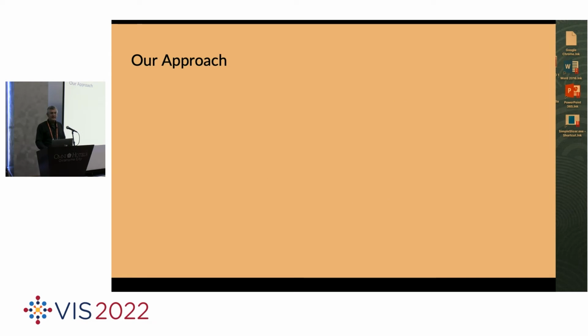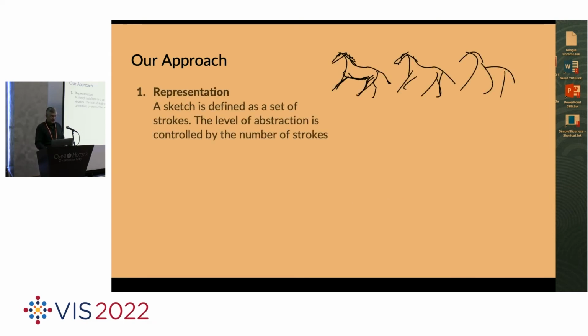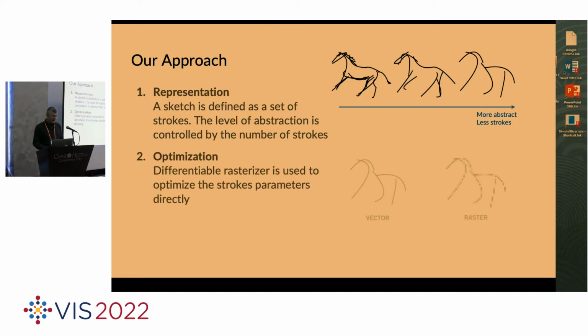So let's discuss our approach. It leans on 3 main components. So the first thing is, how do we define a sketch? So when we define a sketch, we just use a set of strokes. In our case, these are Bezier curves. And the more strokes you use, the less abstract the sketch is, right? So when you move to more abstract, you just reduce the number of strokes, and that creates a more abstract representation of your sketch. The second component that we were leaning on is an optimization algorithm.